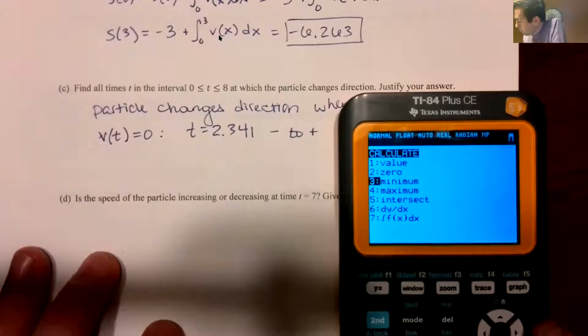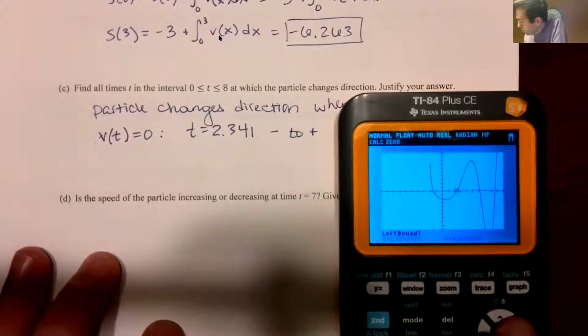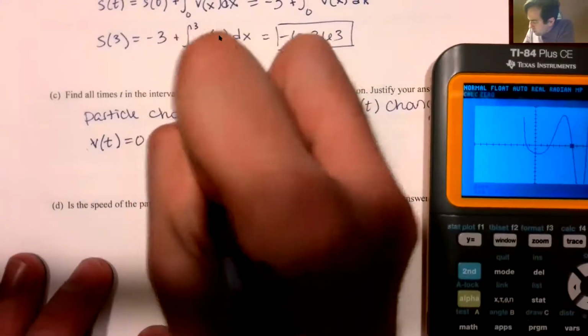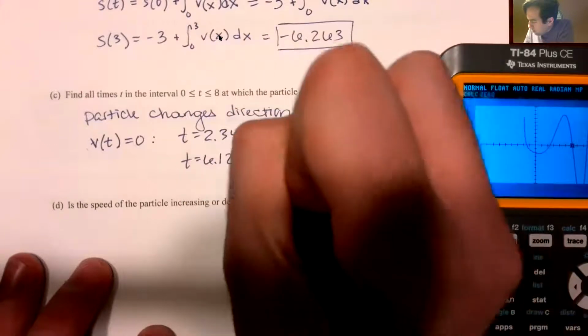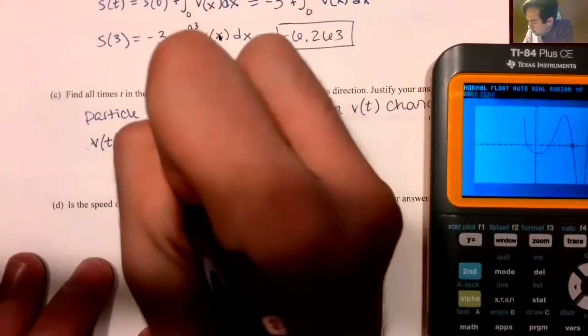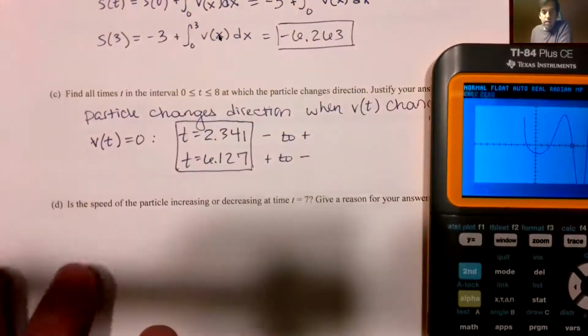And I'm going to go find the other 0. A little bit to the left, a little bit to the right. And we get 6.127. That's changing from positive to negative. Okay.